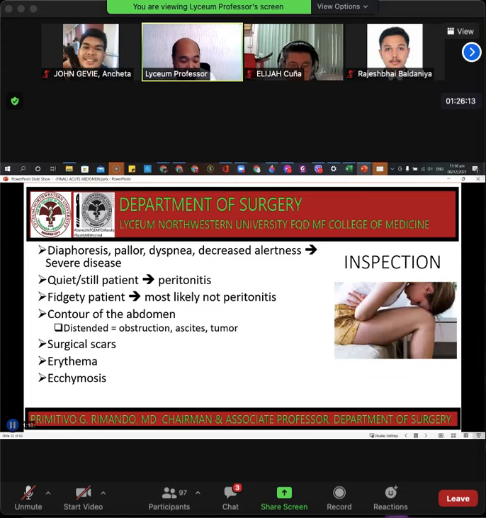First off, in the physical examination, we go with inspection. Even from a few meters away, just approaching the patient, you are already starting your inspection. Is the patient diaphoretic? Pale? Dyspneic? Is there decreased alertness? This would tell you that you are dealing with a severe disease. Is the patient quiet and very still in the hospital bed? Then this might be a patient with peritonitis. Is the patient moving around, fidgety, not able to stay in any one position? Then most likely this is not peritonitis.